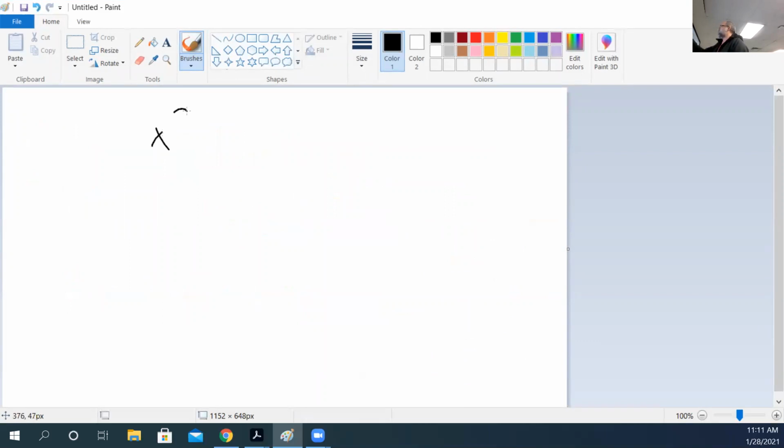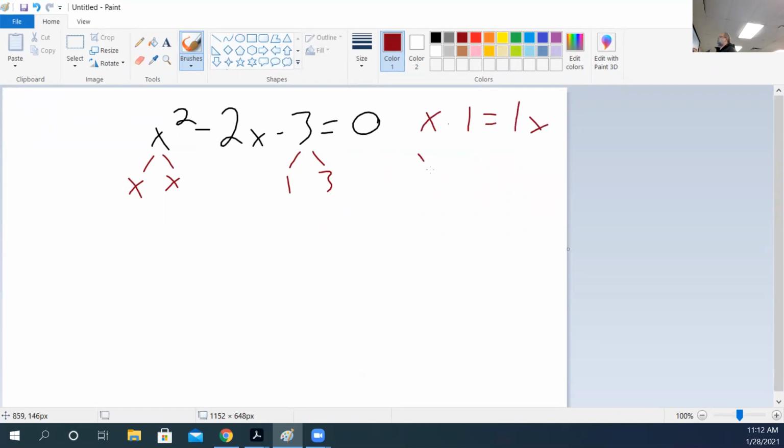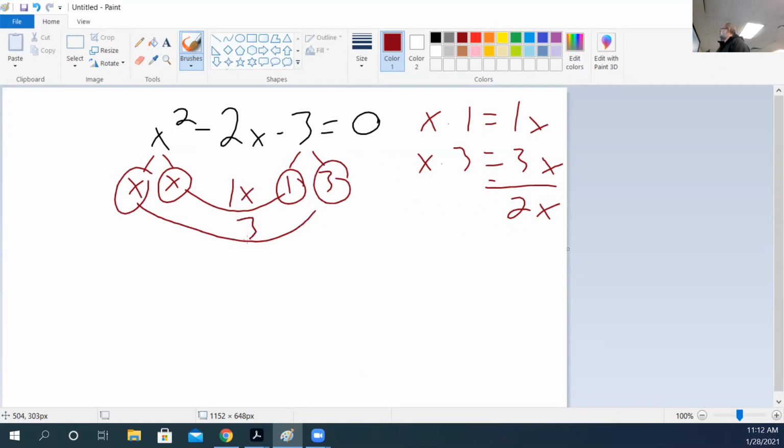x squared minus 2x minus 3 equal to 0. All right, same idea. First we split the first term, split the last term, and we're going to be subtracting, you get a 2. So we know if we do x times 1, 1x, x times 3 equals 3x, subtract them, turns into 2x, so it does indeed work. So we have 1x and 3x.